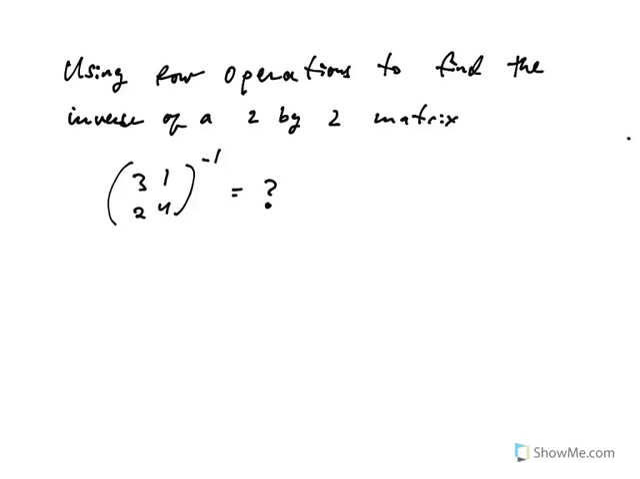Finding the inverse of a matrix can be a complicated process. I want to show you how we can use row operations to find the inverse of a 2 by 2 matrix. In this case, the matrix is first row is 3, 1, the second row is 2, 4.